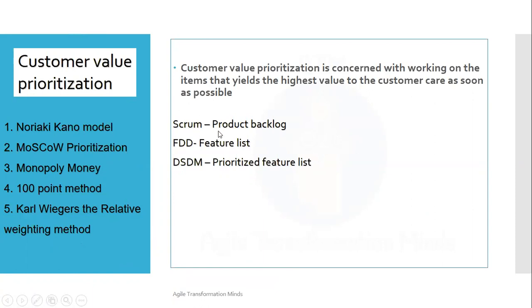So in Scrum, we have the product backlog. In feature-driven development, we have the feature list. In DSDM, we call it the prioritized feature list. So all these are the set of requirements which the customer expects the team to deliver. So in planning value, what does the customer do in order to prioritize this feature list or product backlog?